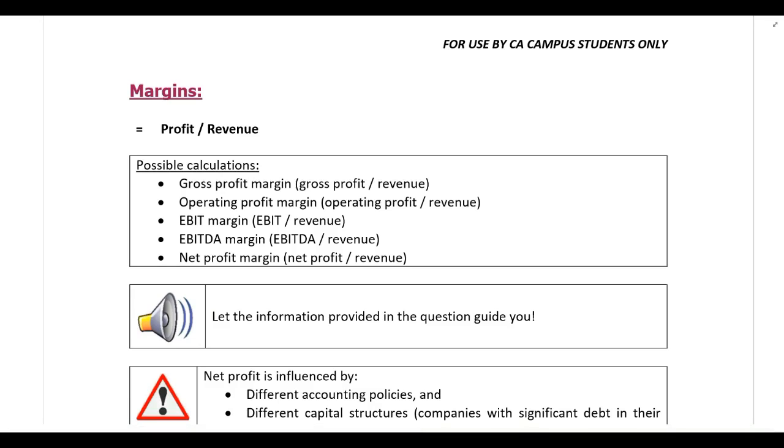We can then calculate various different types of margins. And guys, when you calculate a margin, you are always dividing by revenue. So if you are calculating the gross profit margin, you take gross profit and you divide by revenue. If you are calculating the operating profit margin, you take operating profit and you divide by revenue. Okay, etc. You get the point. Very simple calculations. You are always dividing by revenue. When it comes to margins, you can calculate a gross profit margin, an operating profit margin, an EBIT margin, an EBITDA margin, and also a net profit margin.